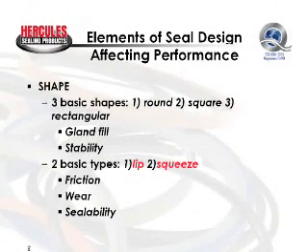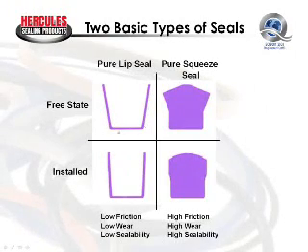Here we see our illustrations again, and we see with our pure lip seal, this being a very thin wall lip, it takes very little force to press these lips inwardly, and therefore it creates very little radial force outwardly to give us a very low degree of sealability. Now the advantage is we have low friction and low wear. The disadvantage, the low radial forces, we have relatively low sealability at low pressure.